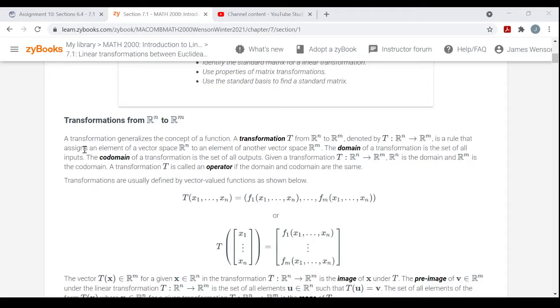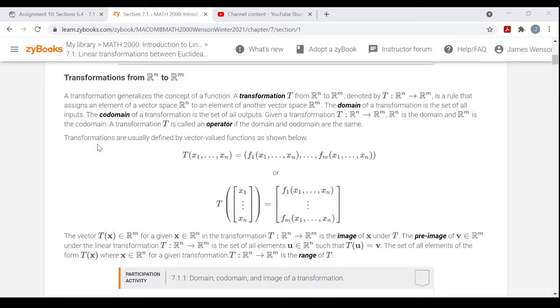So this is a rule that assigns an element of Rn to an element of Rm. Like I said, the domain of a transformation is the set of all inputs. The codomain of a transformation is the set of all possible outputs. Might not get them all, but it's what you're aiming for. Alright, so given a transformation from Rn to Rm, Rn is the domain, Rm is the codomain. And a transformation T is called an operator if the domain and codomain are the same. Right, so like from R to R or R2 to R2, then the transformation would be called an operator.